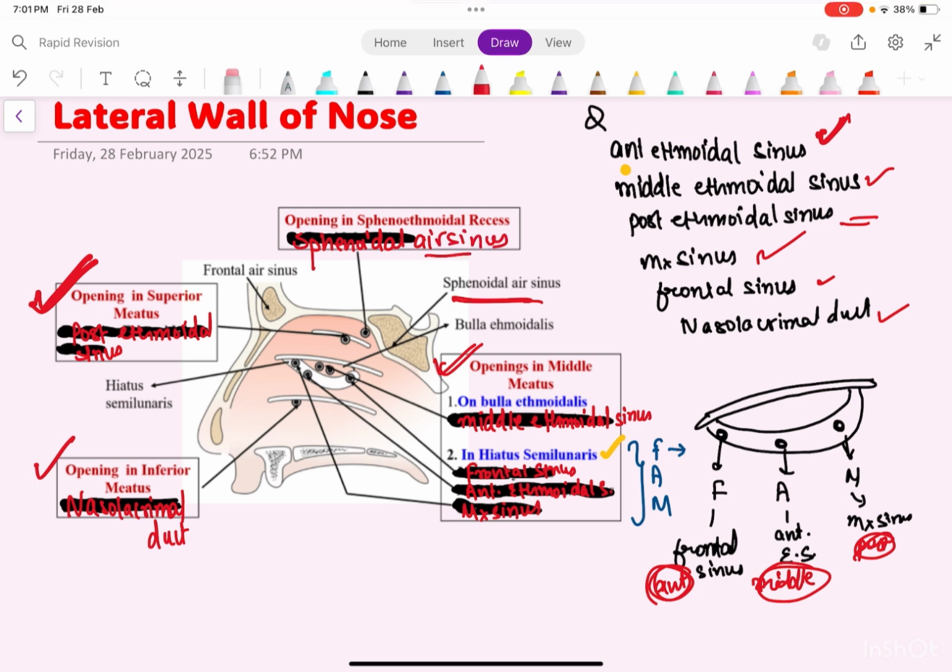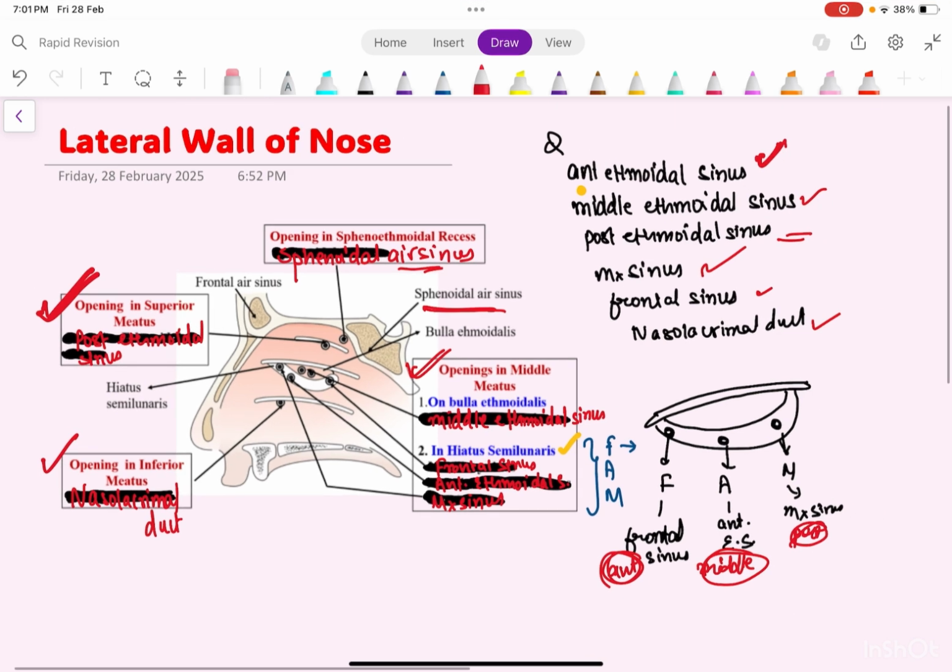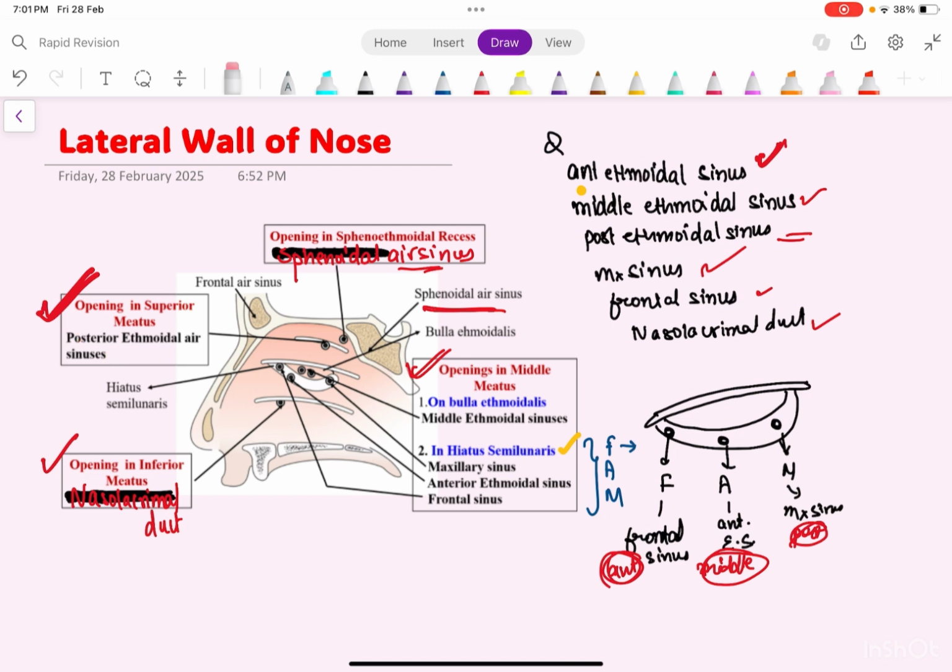All right, now let's go through them once again. Starting from the hiatus semilunaris, I told you FAM: maxillary sinus, anterior ethmoidal, and frontal. Frontal is the anterior one, then this is the middle one, and the maxillary sinus is the posterior one. Then the bulla ethmoidalis has the middle ethmoidal sinus. Then the superior meatus will have the posterior ethmoidal sinus. Then the inferior meatus will have the opening for the nasolacrimal duct, and the opening in the sphenoethmoidal recess will be the sphenoidal air sinus. So done. Now we also need to know the blood supply.